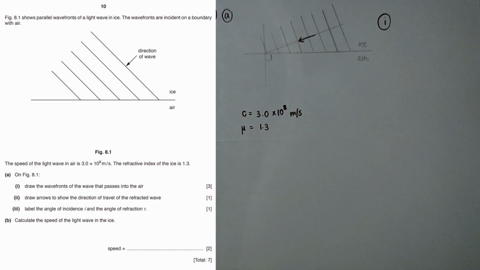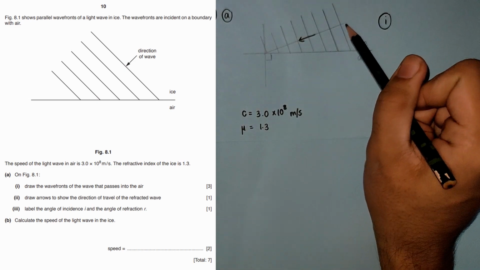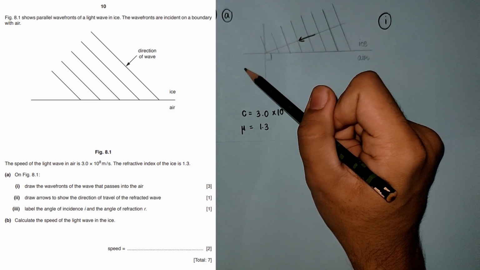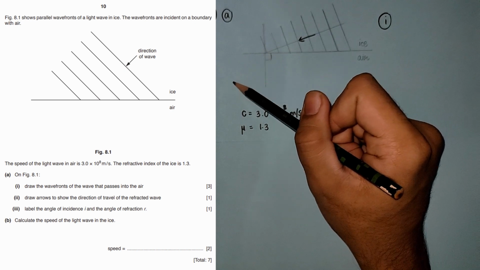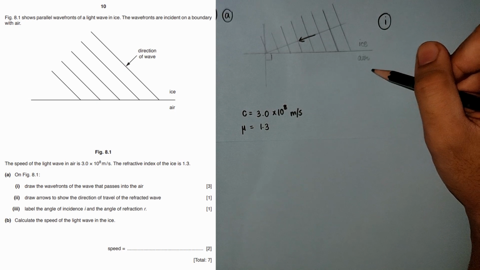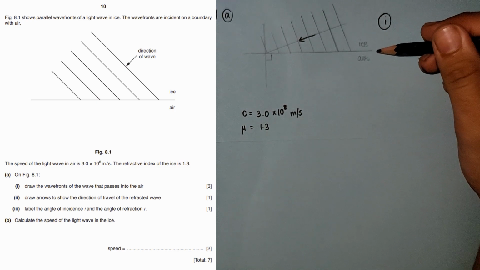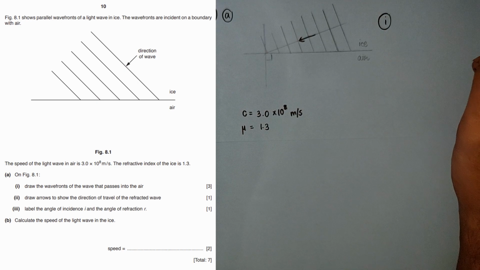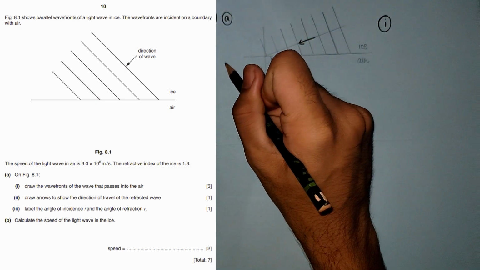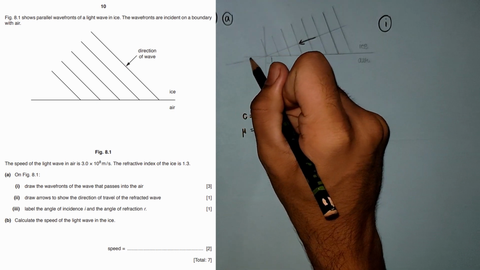Now, let's read through the question. Part 1. Draw the wavefronts of the wave that passes into the air. Okay, so this is related to refraction. We very well know that if we have an incident ray like this, it will enter through the material and go in this direction, somewhat like in this quadrant. Now how will it go? We can see that it is coming from ice to air. So ice is more dense than air, therefore it will bend outwards from the normal. Therefore, I think it should go something like this maybe.